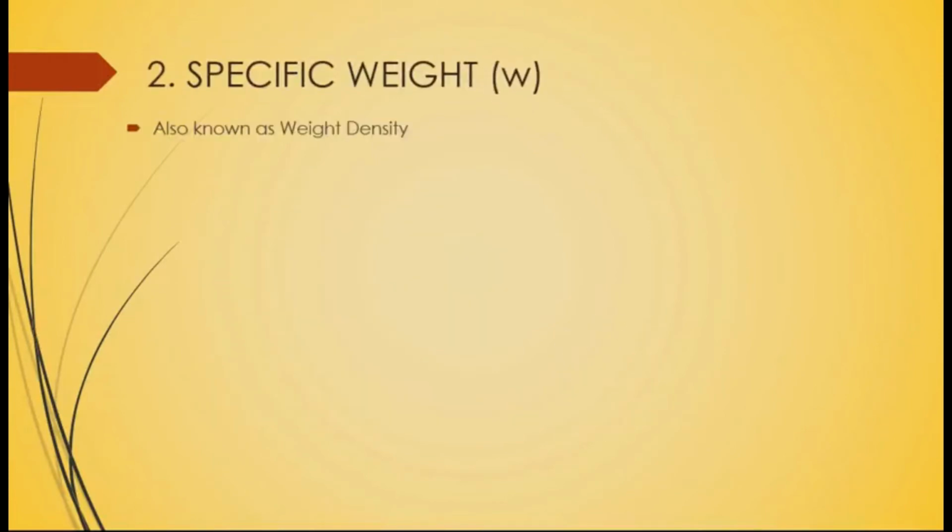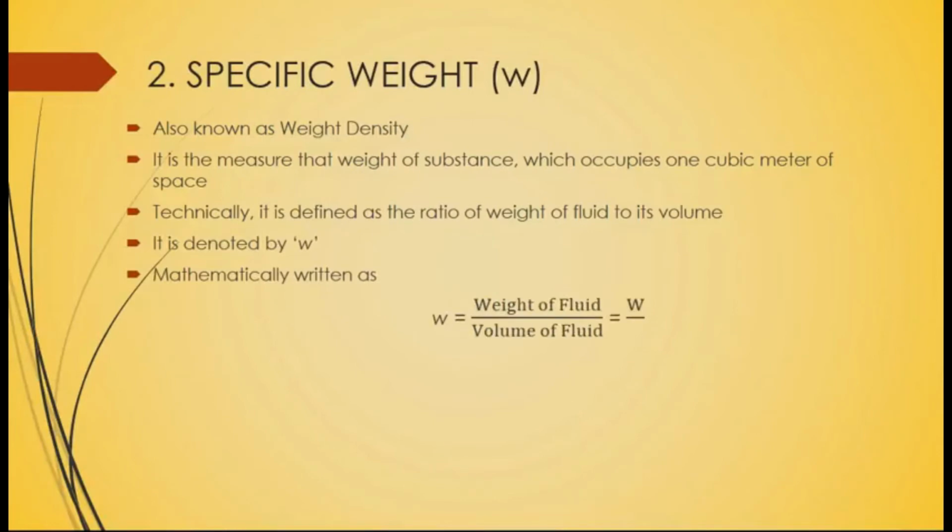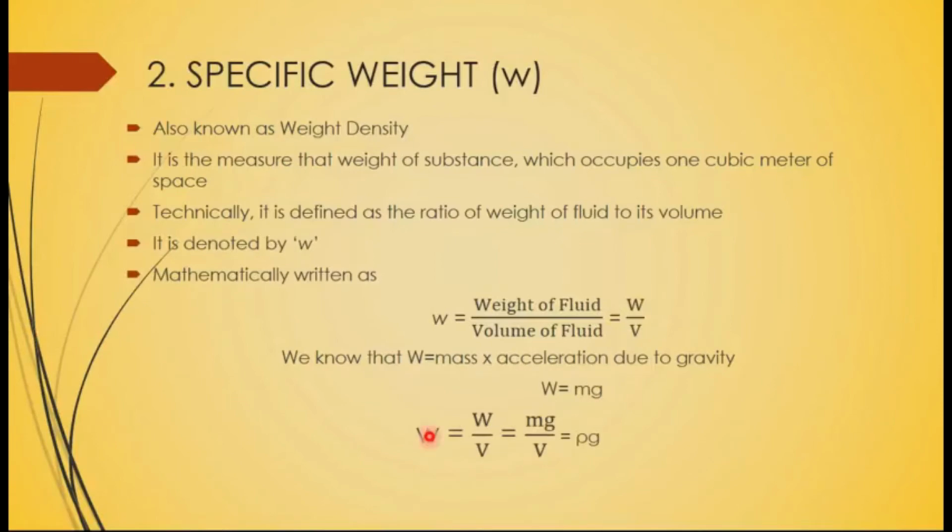So the second property is specific weight, which is denoted by small w, and it is also known as weight density, and is a measure of the weight of a substance which occupies 1 cubic meter of space. So technically it is weight by volume. It is denoted by small w, that is equal to weight of fluid by volume of fluid. And weight we can call mass into acceleration due to gravity. W is equal to mg. So we can now write it as small w is capital W by V is equal to mg by V.